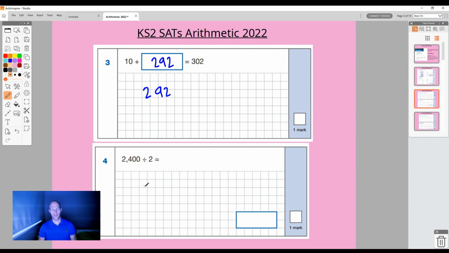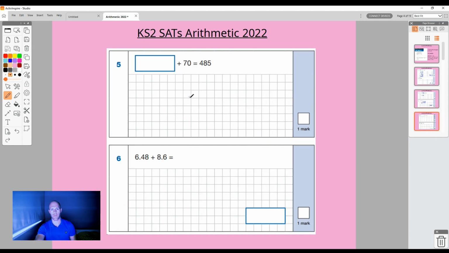Question 4. 2,400 divided by 2, short division. Set it out like this, bus stop method, almost definitely with straighter lines than me. 2, 4, 0, 0. Don't try and do it all in your head. How many 2's fit into 2? 1. How many 2's fit into 4? 2. 0, 0. Answer 1,200. I'm trying to show you as I go through this that you can do the proper method quickly, and that's the best way to do it, neat and accurate.